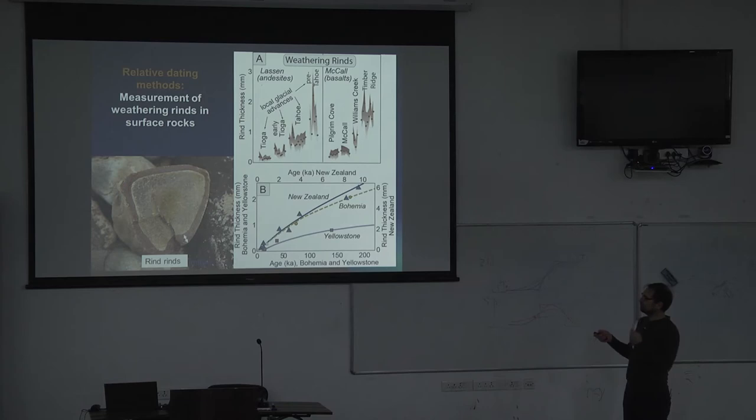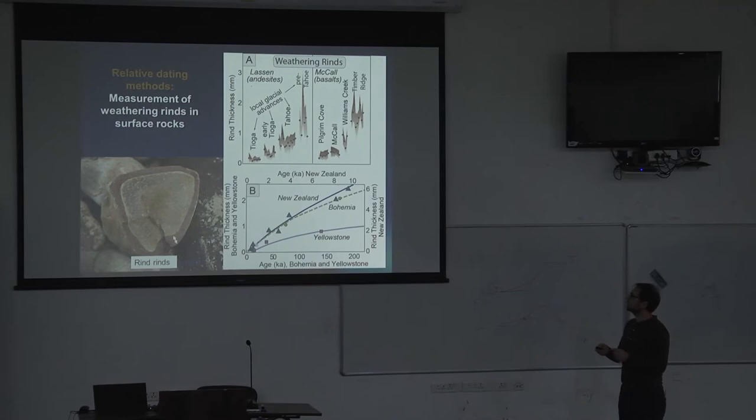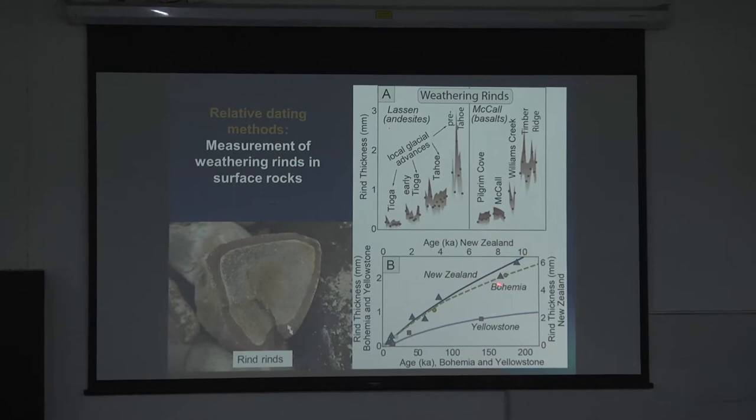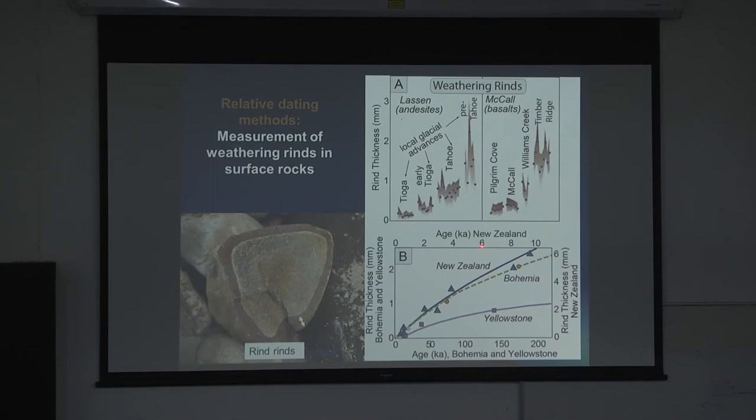So typically, for example, we can mention the weathering rind. The weathering rind is the thickness of the weathering of pebbles on top of a surface, for example, on top of terraces. And it can be shown, for example, here in the US or in New Zealand or in Bohemia in Europe, that the rind thickness will be increasing with the age of the surface. But what you can see here also is, if you consider Yellowstone and New Zealand, depending on the climate, depending also on the lithology, is it andesite, is it granite or whatever, then the weathering rind will not evolve in the same way through time.